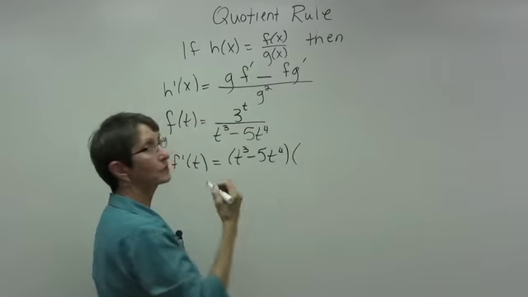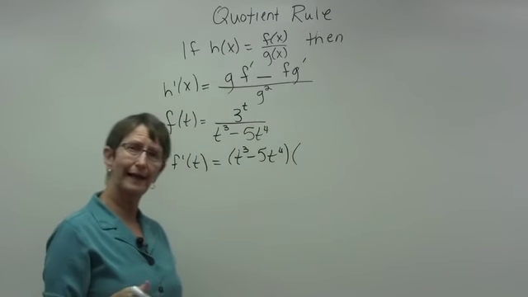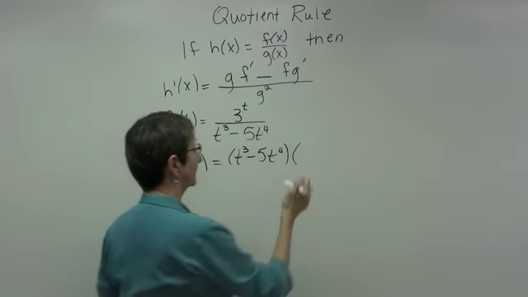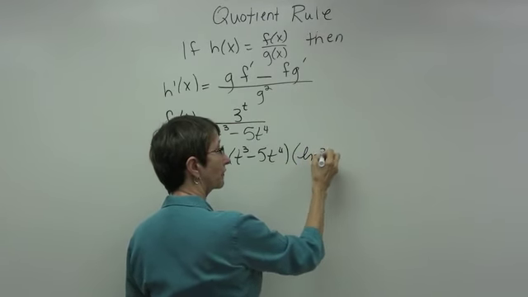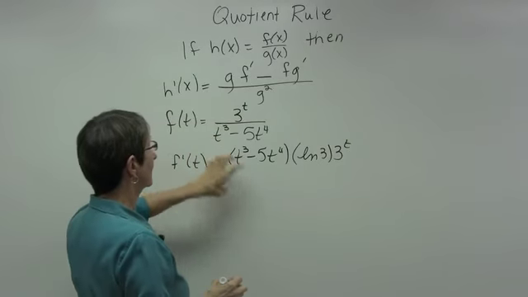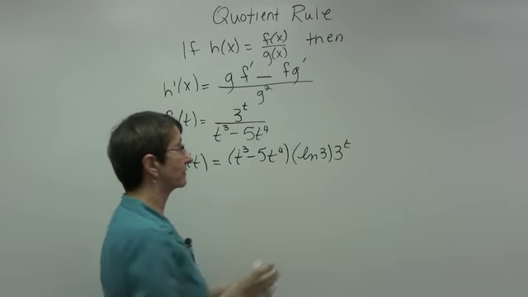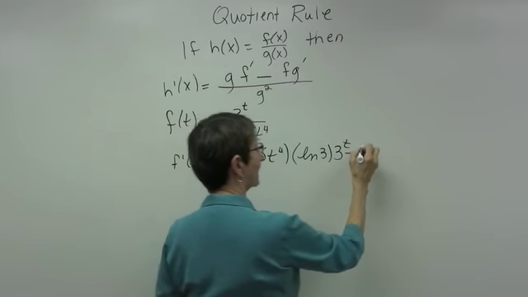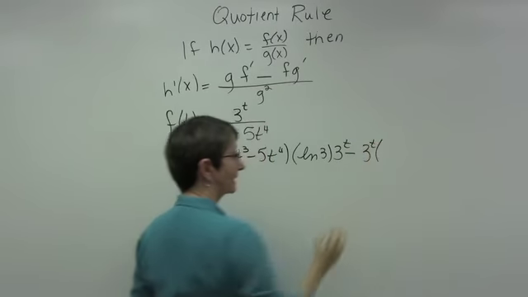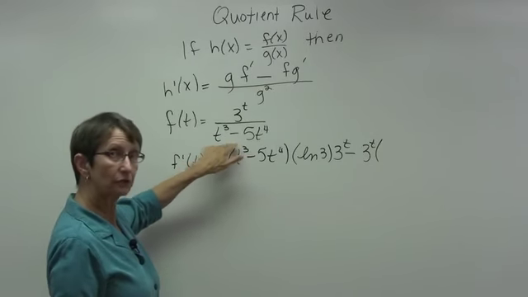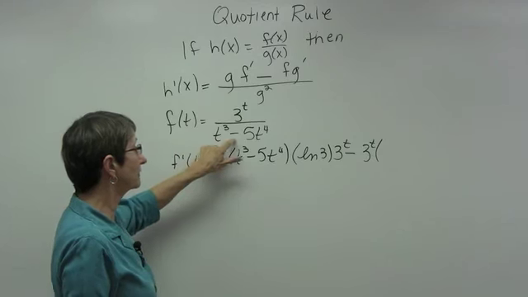The derivative of 3 to the t, I just made it more complicated, didn't I? Exponential function base 3, the rule is natural log of 3 times 3 to the t. Denominator times derivative of the numerator, minus numerator, that's 3 to the t, times the derivative of the denominator. This is a difference. I just take the derivative of each piece.